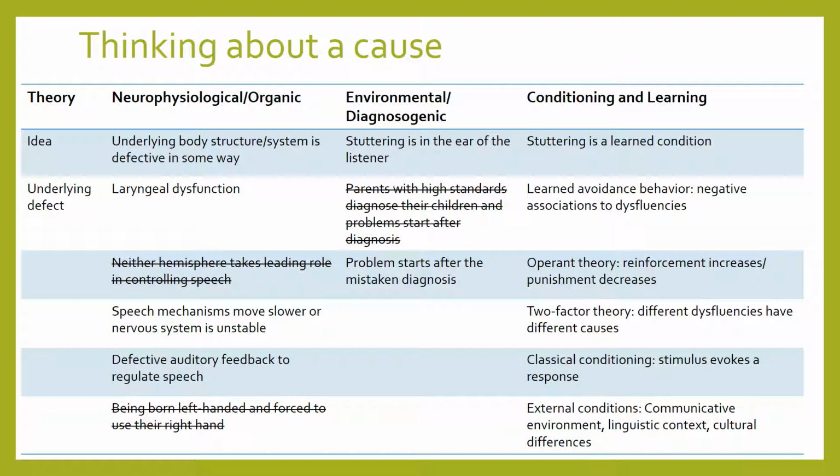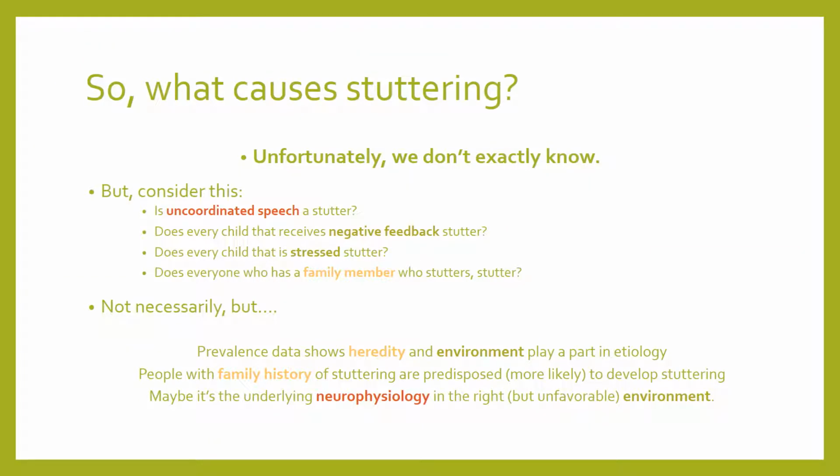And then there's one related to external conditions that says that the communicative environment, the linguistic context, and the cultural differences can really impact stuttering. So we are not born to stutter, but given our certain environment, we can develop stuttering. And so ultimately, we don't know the cause of stuttering. Okay, so there are lots of theories out there.